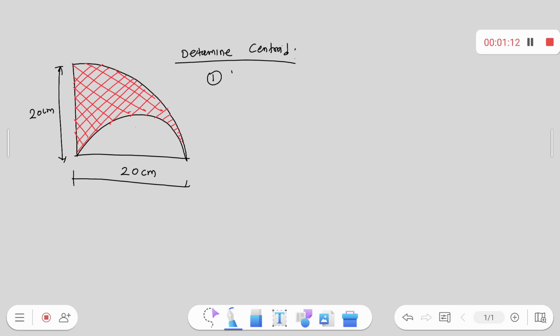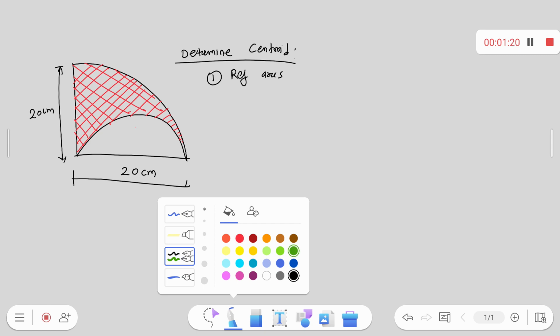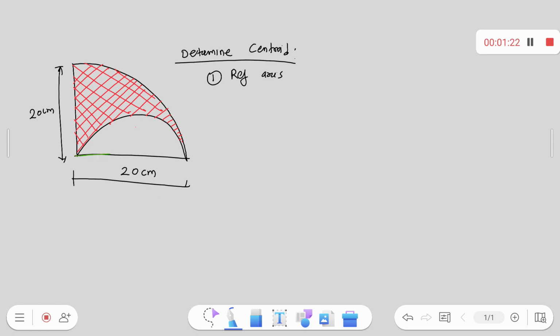First, consider the reference axis. I am going to consider the reference axes x and y. Try to keep this figure in the positive quadrant. Now divide this into known shapes. I know that there are two shapes: one is a quarter circle and another is a semicircle.